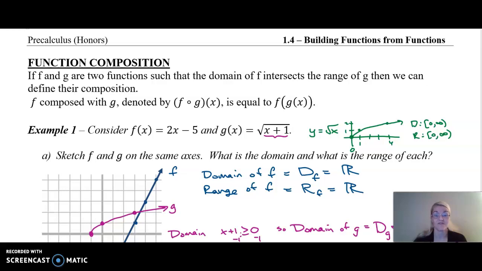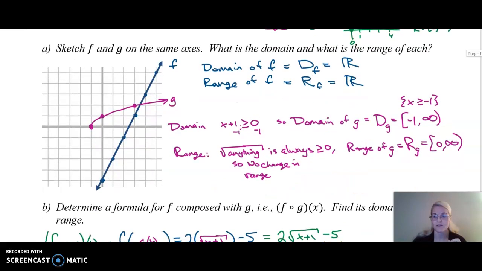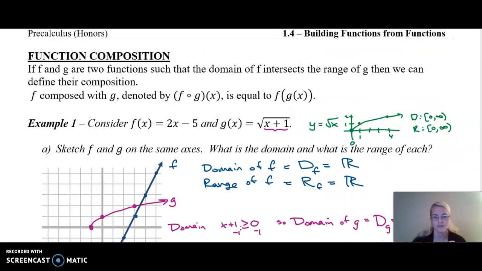All right, so we are going to finish up our building functions from functions lesson. And I just wanted to point out one more time, because I don't remember if I did, when it comes to composing functions, your domain and range: the domain of F needs to intersect the range of G, because what is coming out of G, the range of G, is what's going into F. So as long as there's overlap there, you are going to be able to define it.